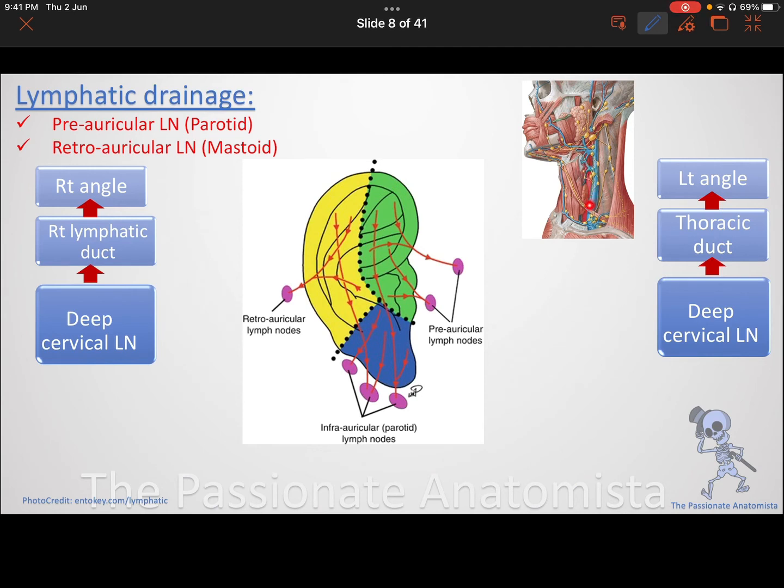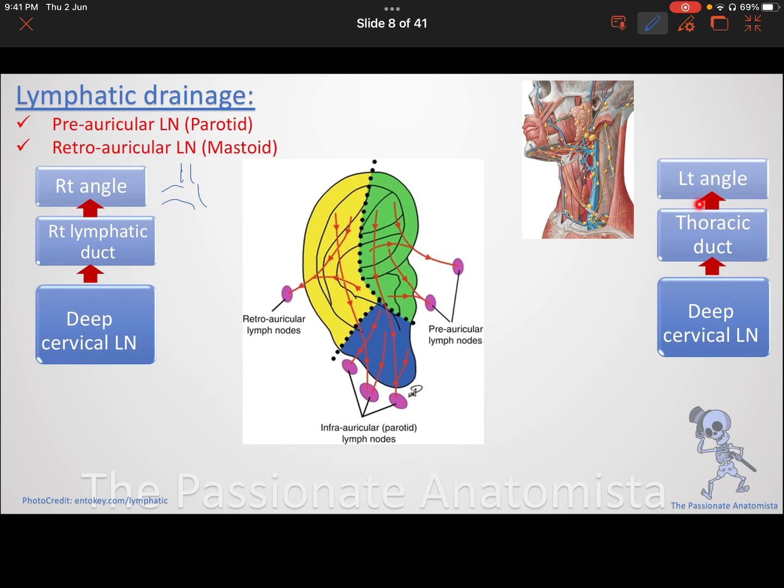And then from there, if we are on the left side of the body, we're going to drain into the thoracic duct. And if we are on the right side of the body, we're going to drain into the right lymphatic duct. And from there, you empty the lymphatics into the right angle, which is the junction of the internal jugular vein with the subclavian vein on the right side. And the same thing is going to happen on the left side.